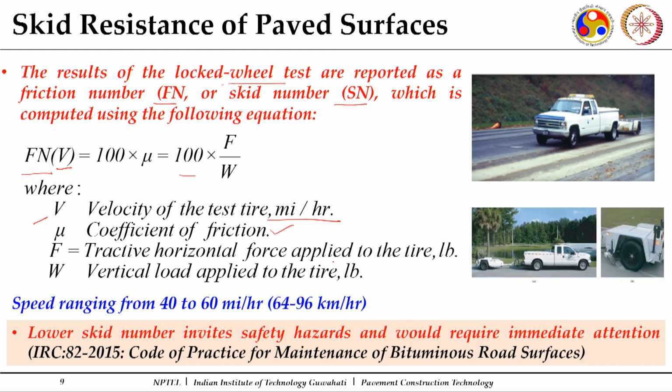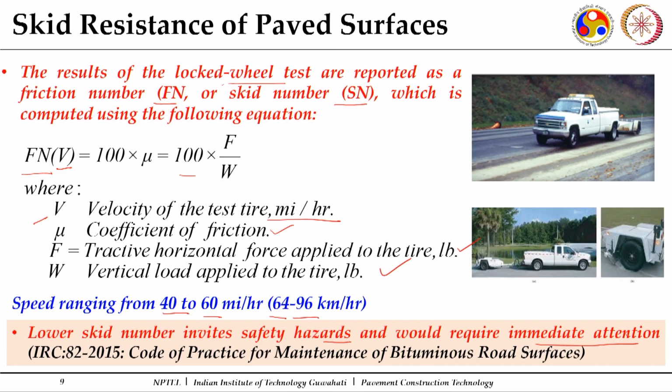Coefficient of friction, tractive horizontal force applied to the tire, and vertical load applied to the tire. So, this is how we work it out when we have different units for the measurements. In kilometers per hour, speed as I mentioned typically ranges from 40 to 60 miles per hour, which in kilometers per hour is 64, because it is given as per the ASTM description. So, a lower skid number invites safety hazards and would require immediate action.